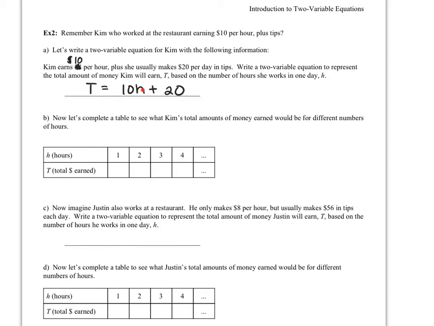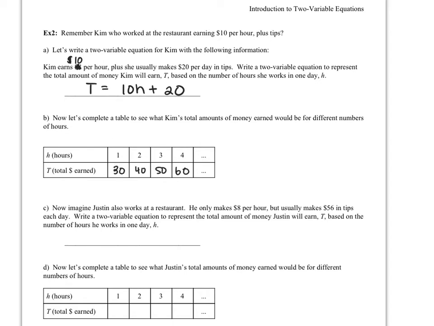So in one day, if Kim works H hours, we can multiply that number by 10, and then don't forget to add her tips, which it says is usually $20. All of this is going to equal her total. Now go ahead and complete your table to see what Kim's total amounts of money would be for different numbers of hours. Press play when you're ready to check your answer.